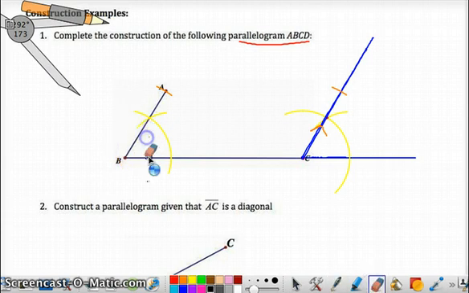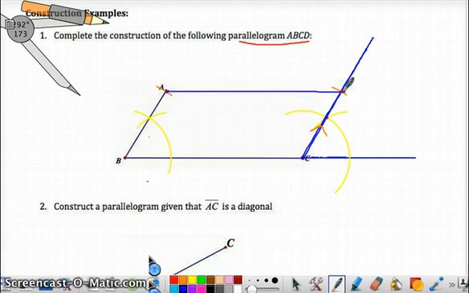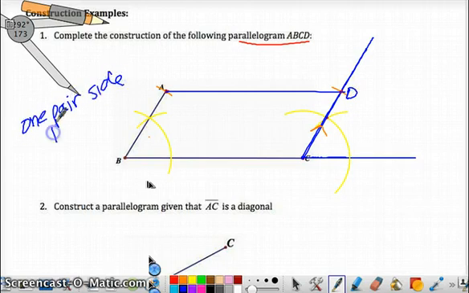Sorry, I don't know what happened over here. Had a little bit of a brain freeze. So now I'm going to connect A to this intersection point using my ruler, line those up. And this is parallelogram ABCD. So this has to be point D. So I did this by doing one pair of sides that are both parallel and congruent.